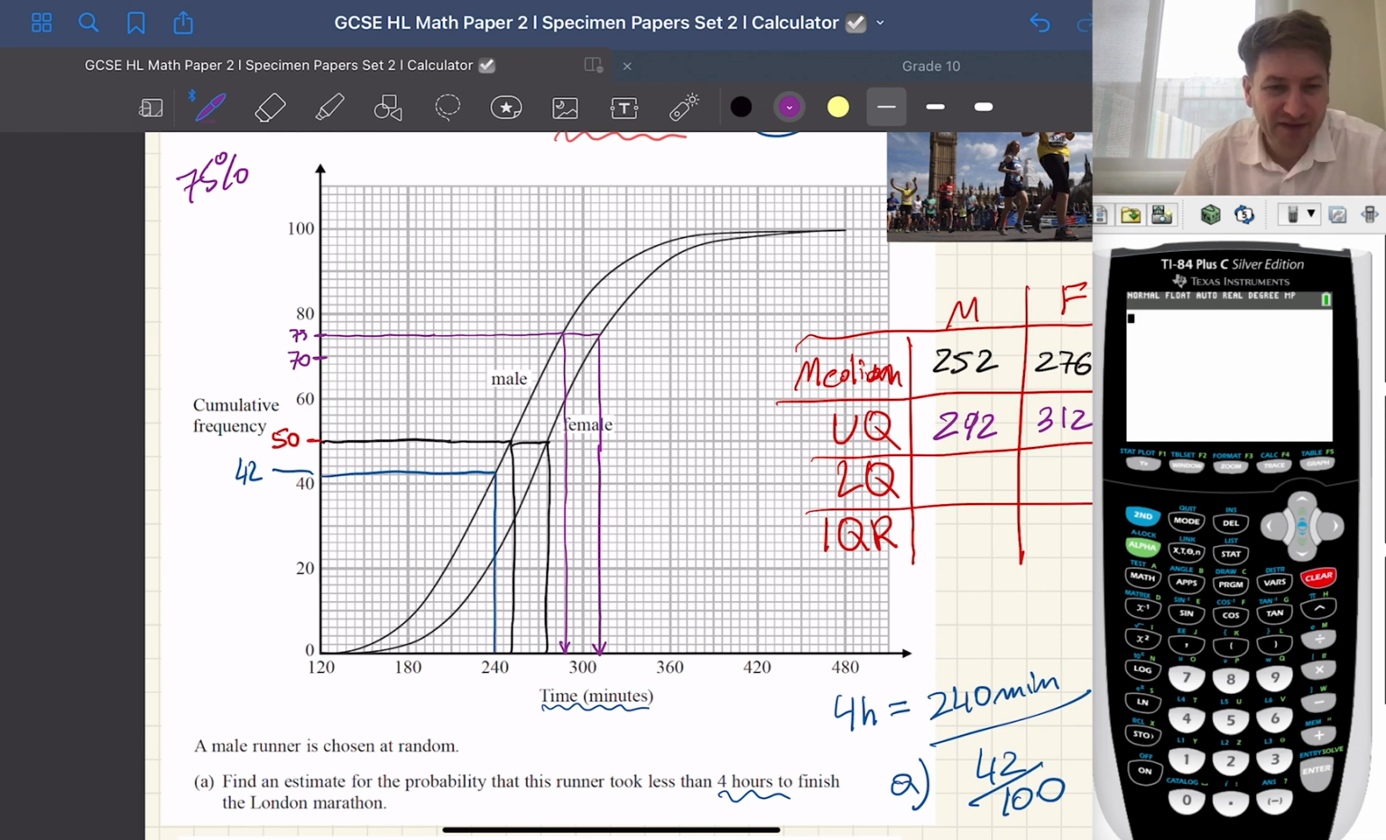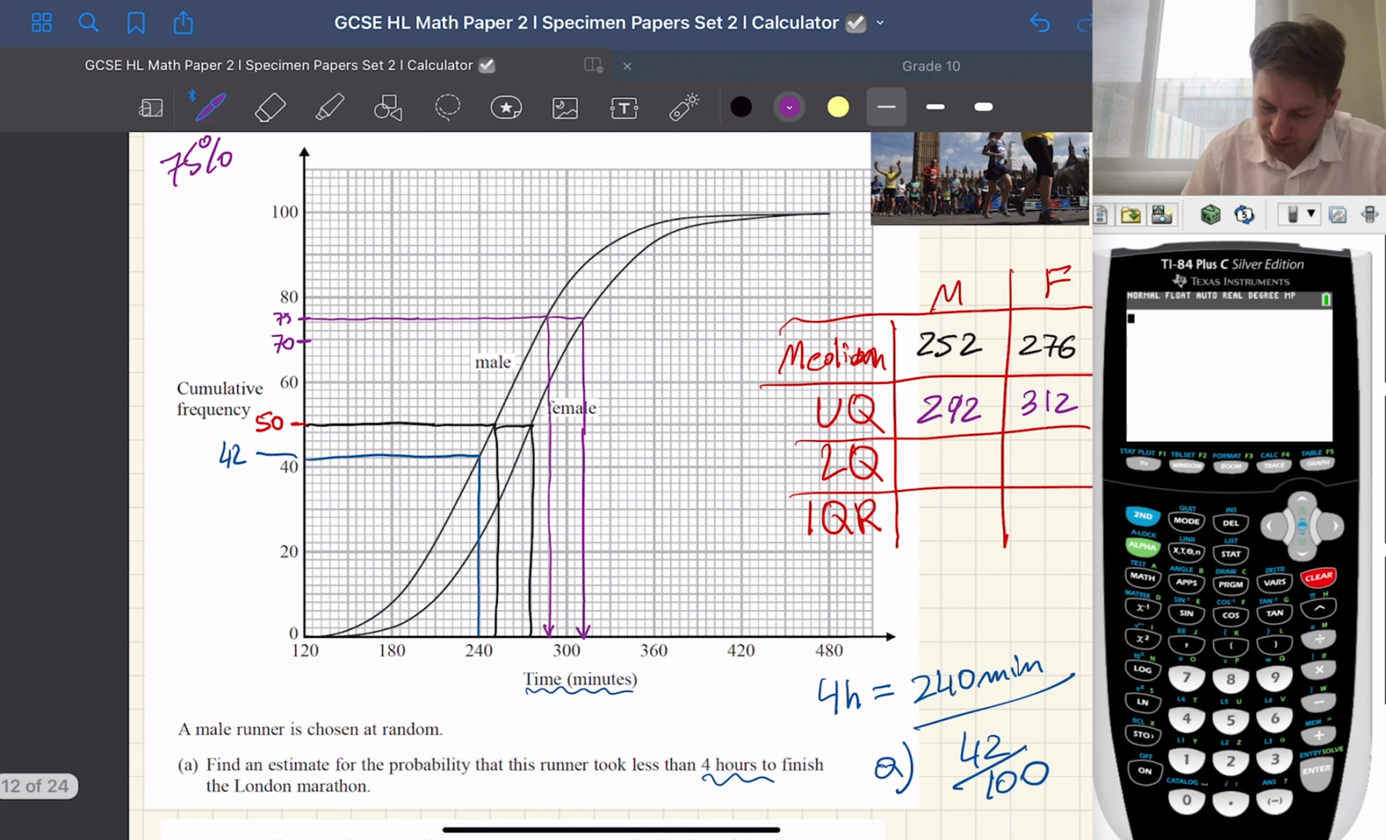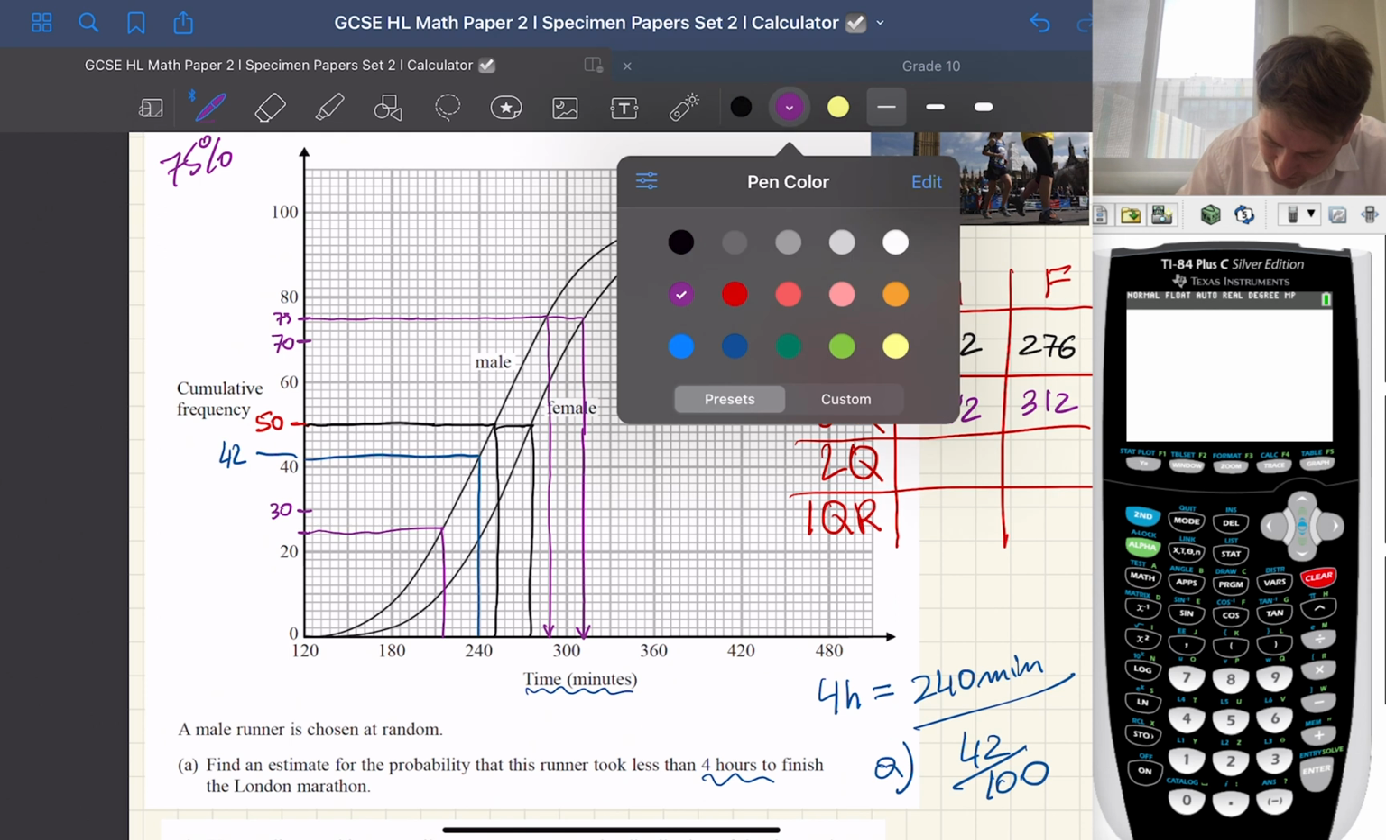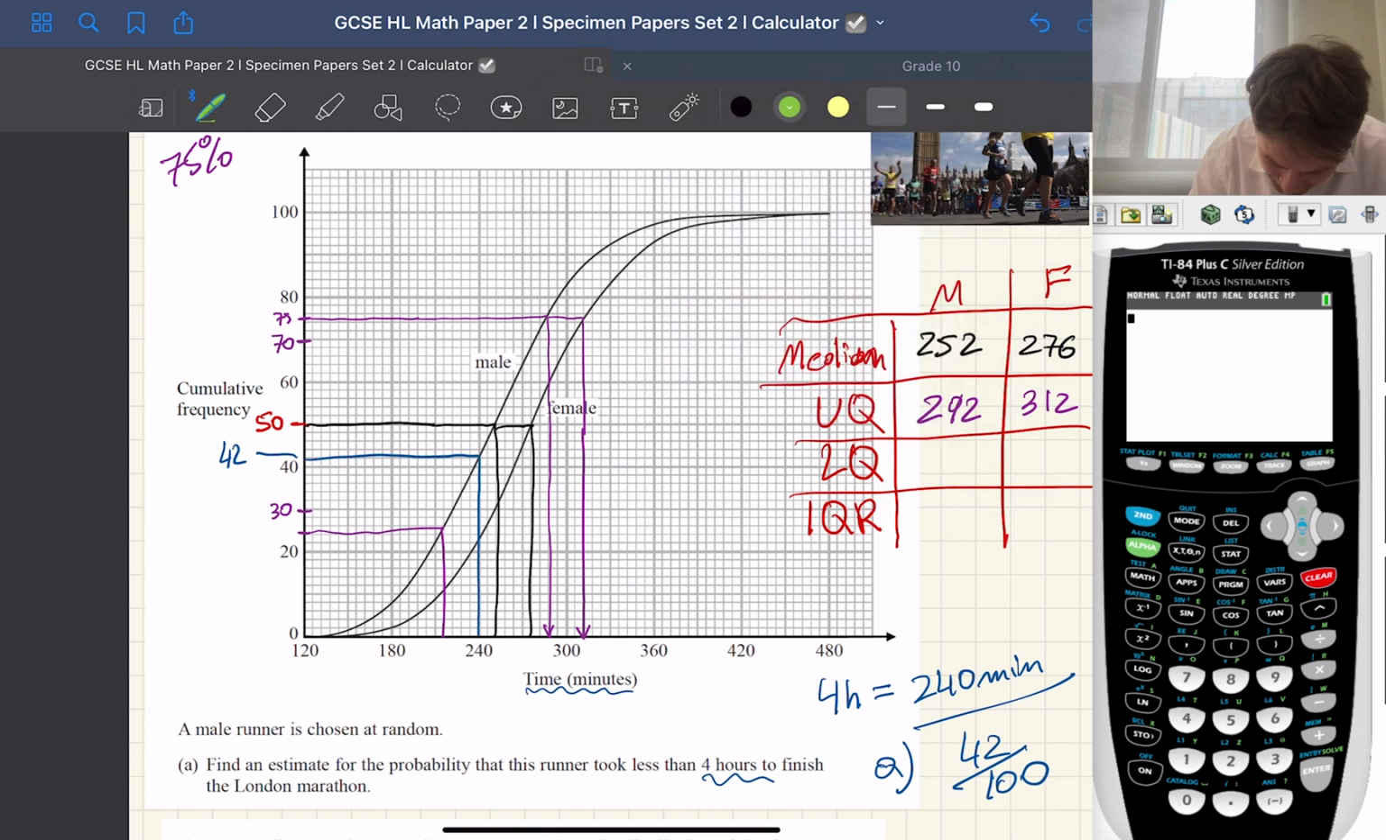Okay, and then lower quartile. Lower quartile is now 25%, so this is on 30, and then 25 would be somewhere here. Hit that value and then carry on with that line until you hit this one.